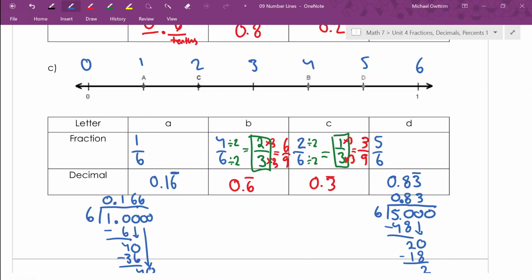So of course, if we cannot use our fraction tricks to create decimals, 10, 100, 1,000, or 9, 99, 999, we are just going to long divide to create those decimals.